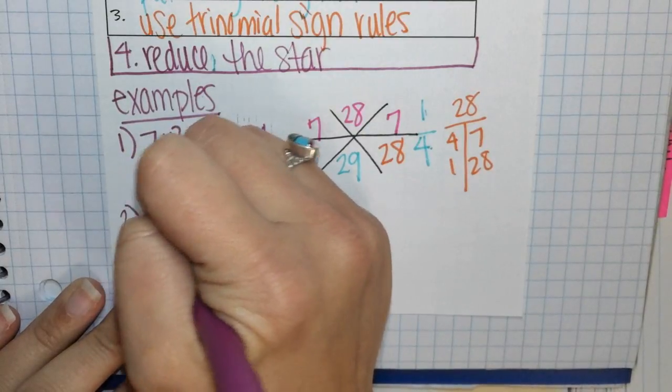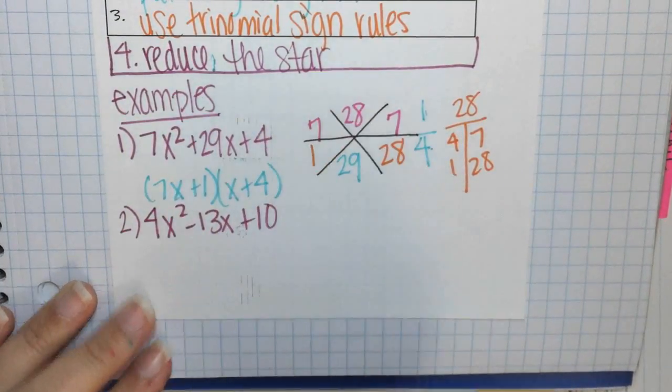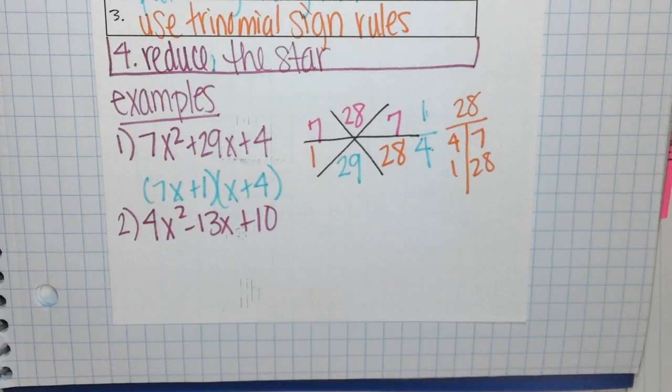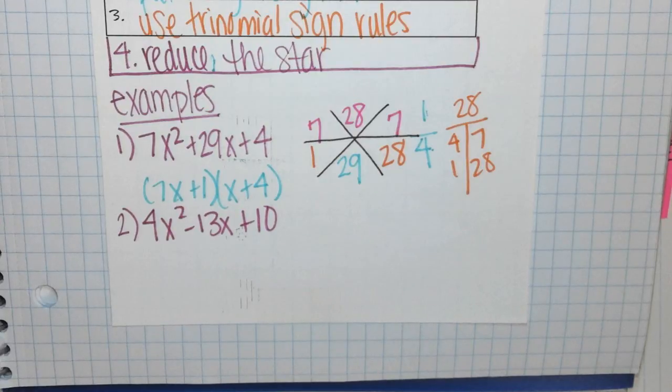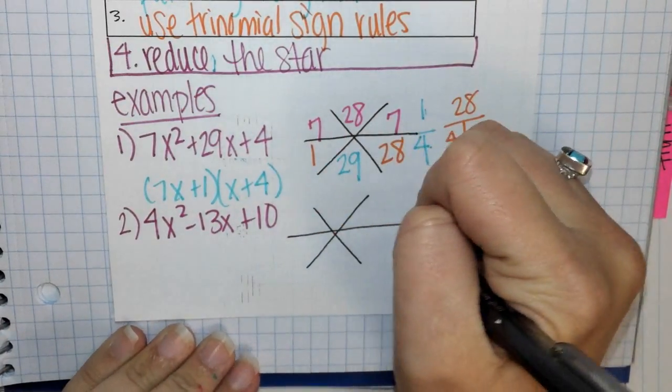All right, so we have 4x squared minus 13x plus 10. I'm glad that you wrote the problem down. Super proud. Okay, so what do I need to draw first? Star. My star. Every single time, guys. Every single time.